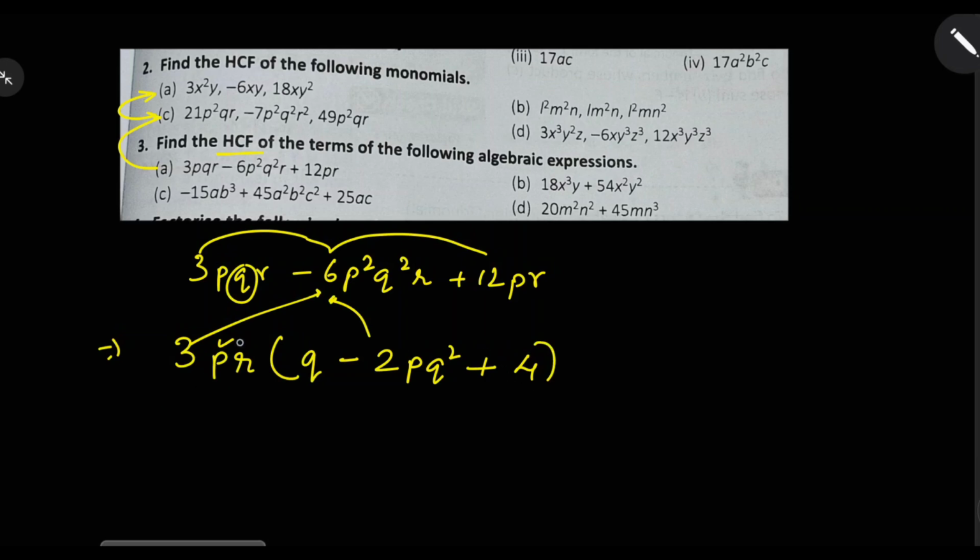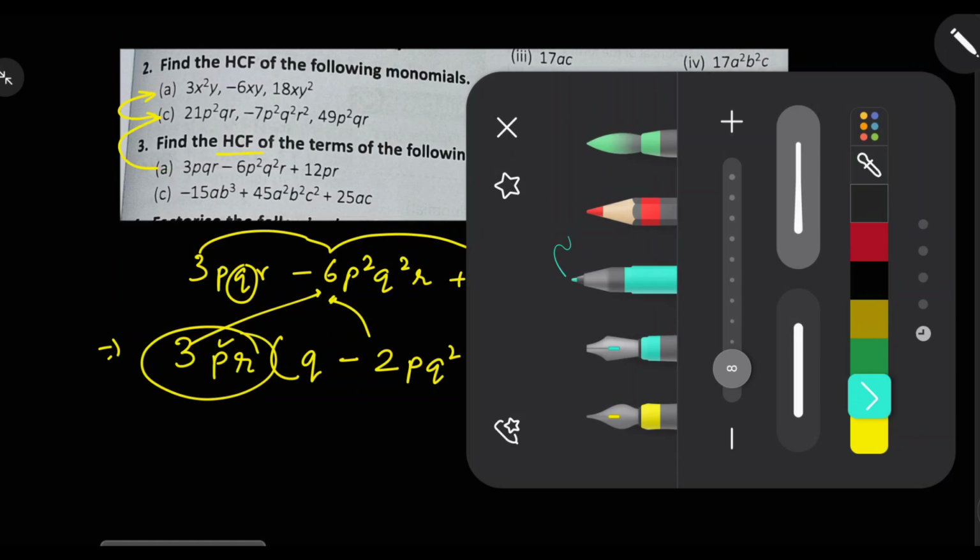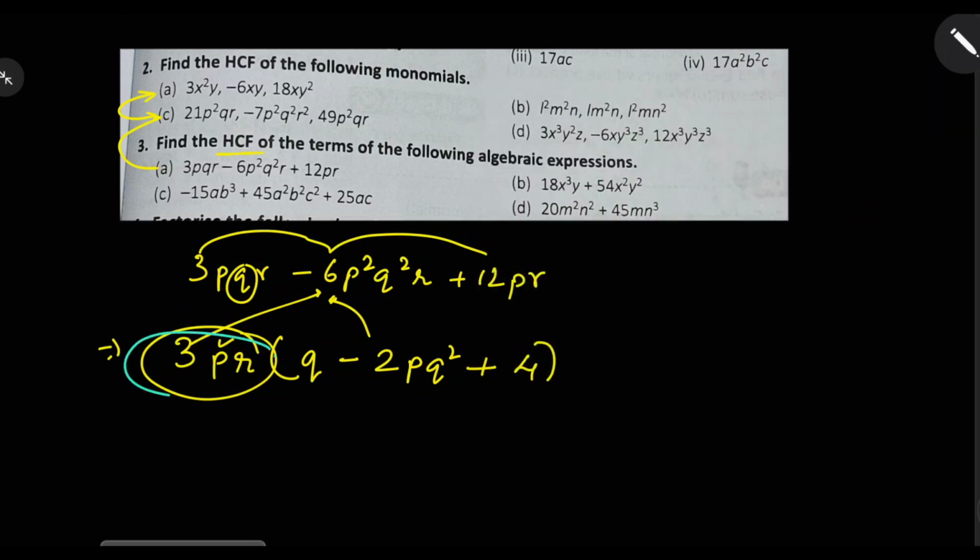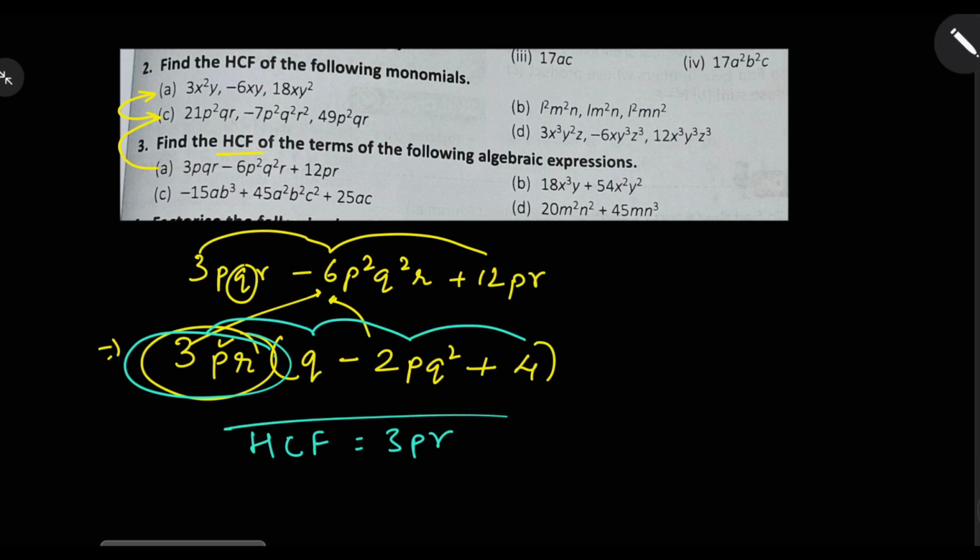So as you can see here, 3PR is common amongst these three numbers. So we can say that 3HCF is equal to 3PR. So this is our answer.